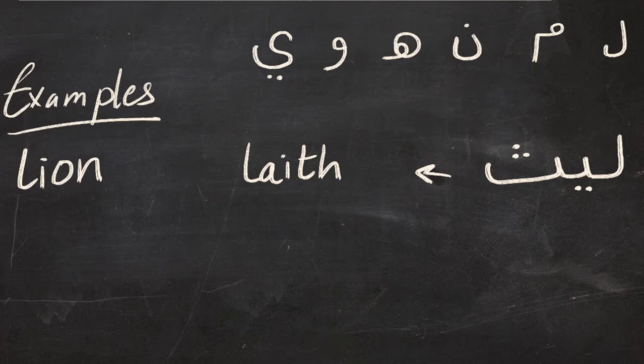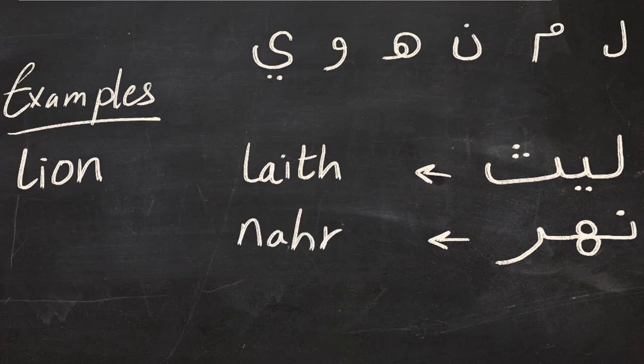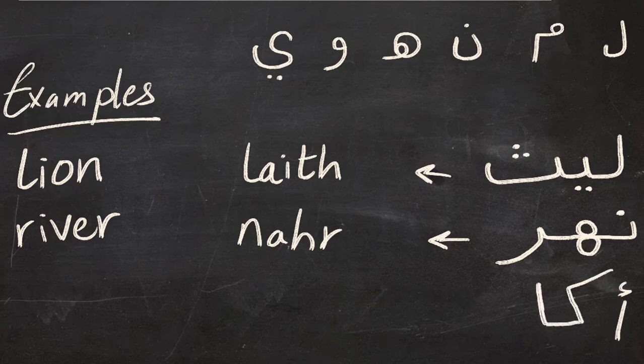Of course, it is made up of 3 letters. And the next example is Nahr. Nahr is made up of 3 letters, and they are Noon, Ha, and Ra, and it means river. The following example is Akal. Akal means ate.